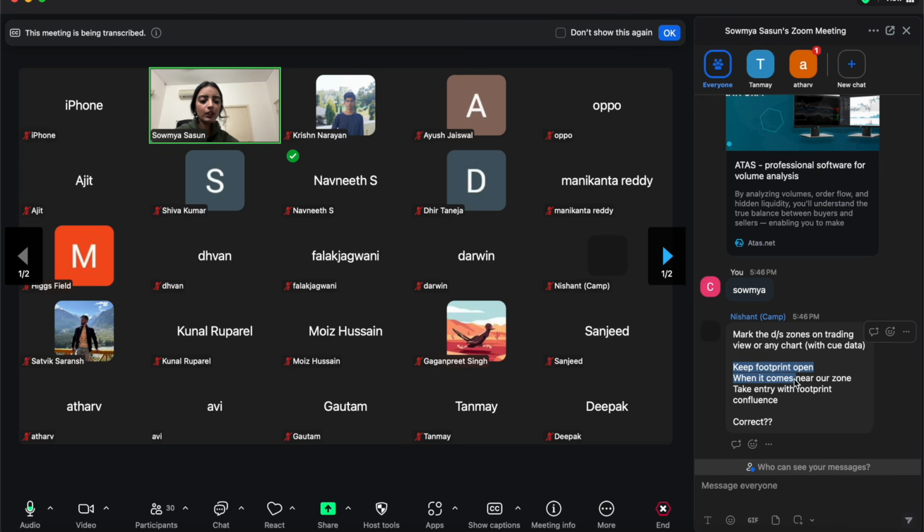Keep footprint open, and when it comes near our zone, take entry. That's exactly what I've been saying.